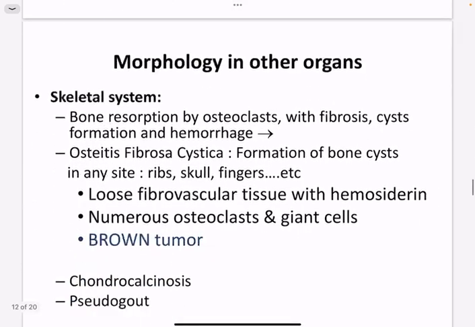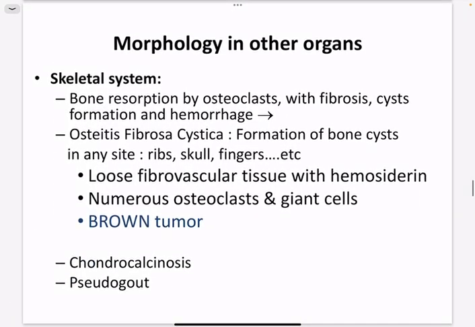Morphology in other organs. What does hyperparathyroidism do to the different organs? We said the main effect that produces manifestations in other organs is what? The hypercalcemia. Yes, it affects the kidney. Excellent. But the hypercalcemia leads to abnormalities in other organs. In the bone itself, or the skeletal muscle, the effect is contributory to what?